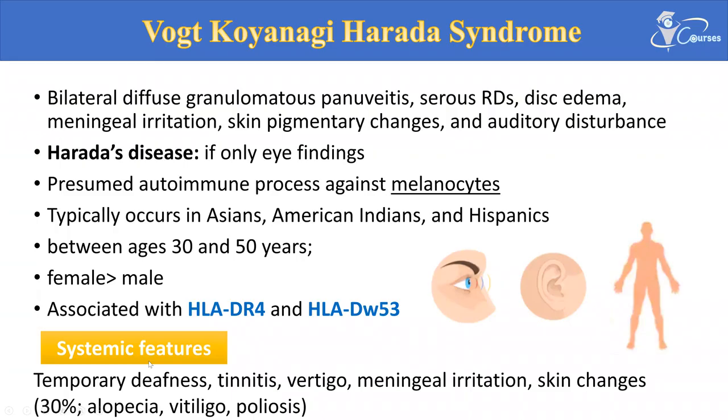What will be the systemic features in those patients? There are auditory disturbances, so there is temporary deafness, tinnitus, vertigo, meningeal irritation, and skin changes such as alopecia, vitiligo, and poliosis. So those should also be checked if we have suspicion of Vogt-Koyanagi-Harada syndrome.